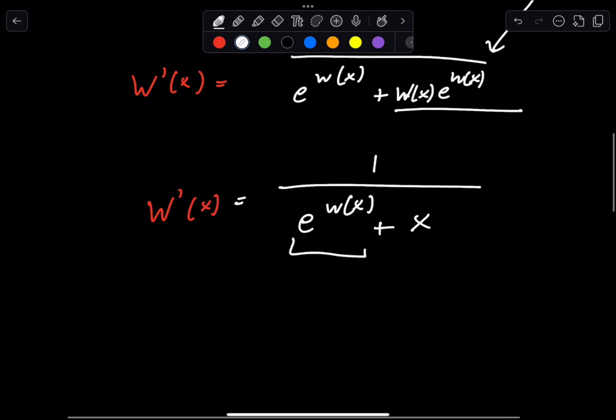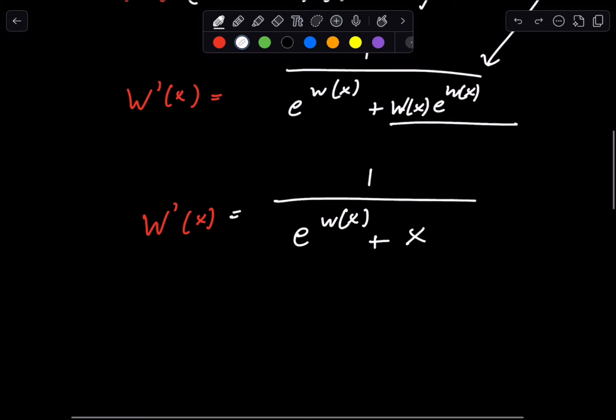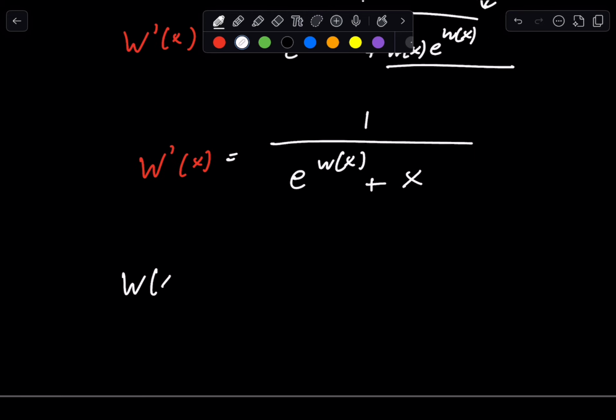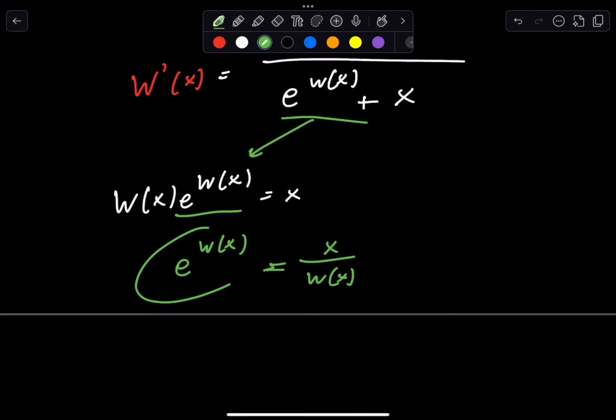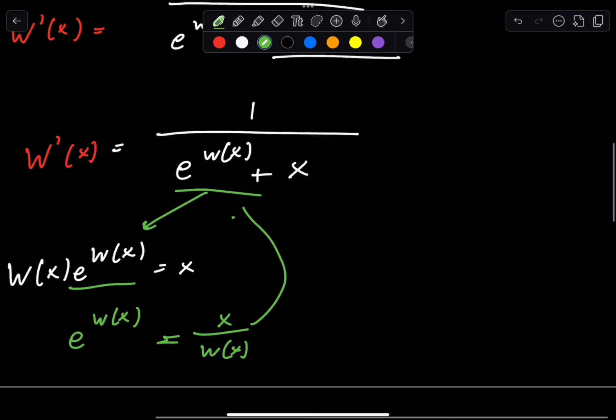What is e to the W of x? I'm not just doing this for the sake of it; you can do this for simplification purposes. We know that W of x times e to the W of x is equal to x, and we only have e to the W of x here. So solve for e to the W of x: e to the W of x is equal to x over W of x, because we divide by this W of x right here. That means we can substitute this wherever we see e to the W of x, which means we can substitute right here.